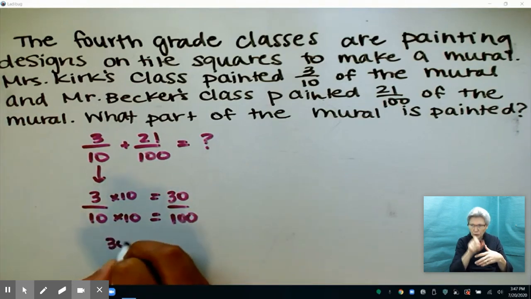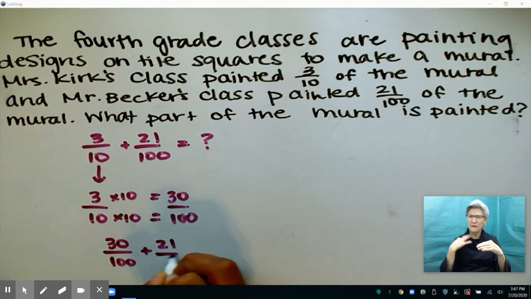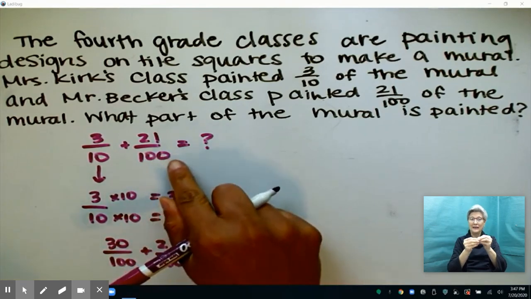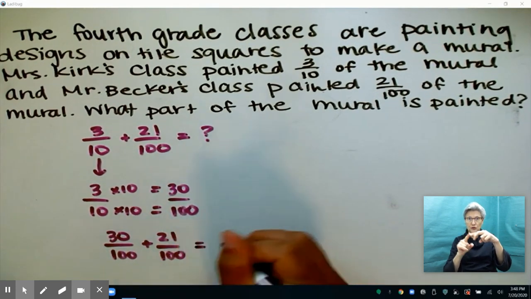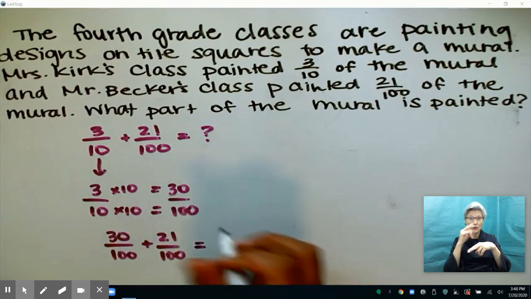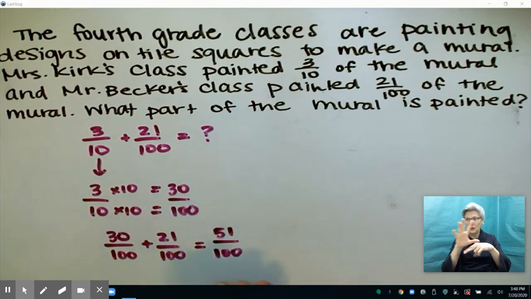Now, the benefit of having this equivalent fraction is that I can now add my other fraction, 21/100, to my 30/100. And if I do that, I know 30 and 20 is 50, plus that 1 is 51. And my denominator just stays the same, right? Because I'm thinking about adding these parts of a total together. So I know that I have 51/100 of my mural that's painted.